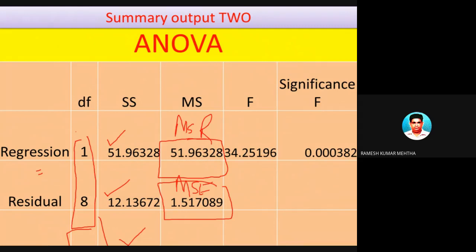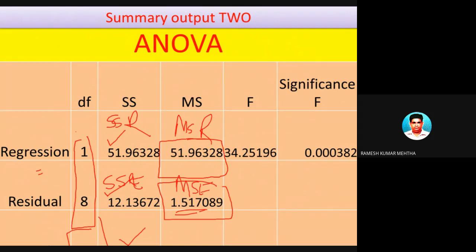So this column was the total sum of squares, this column was the sum of squares regression, this column was the sum of squares residual or sum of squares error. This column is the mean sum of squares regression, and this column is the mean sum of squares error.